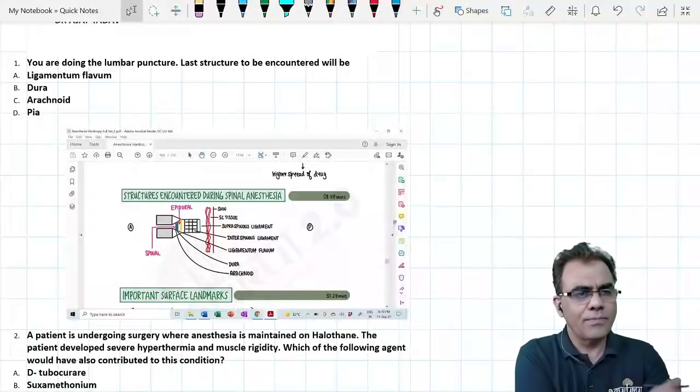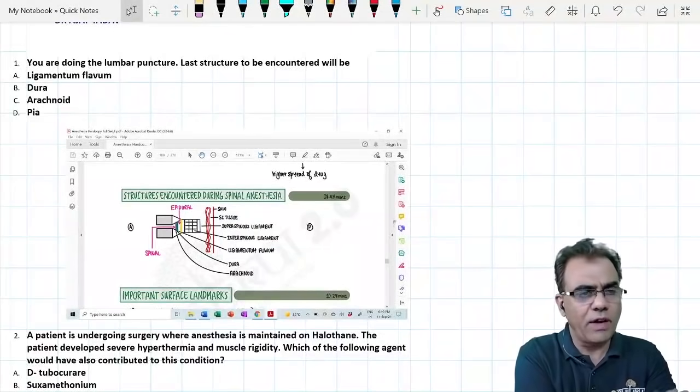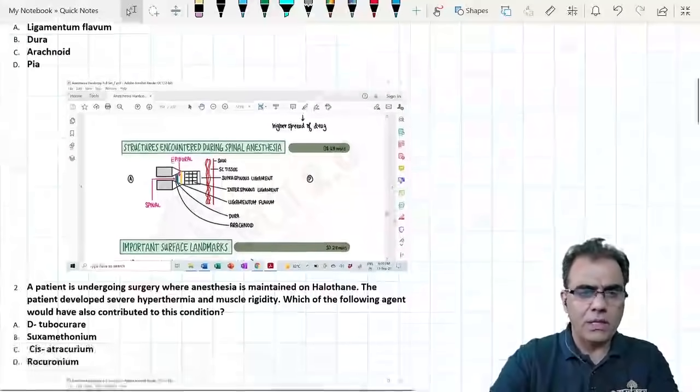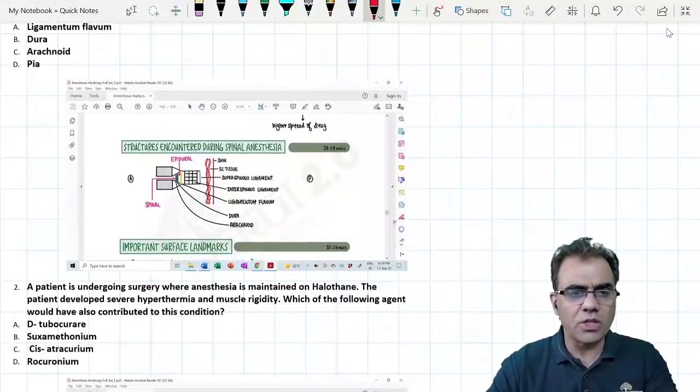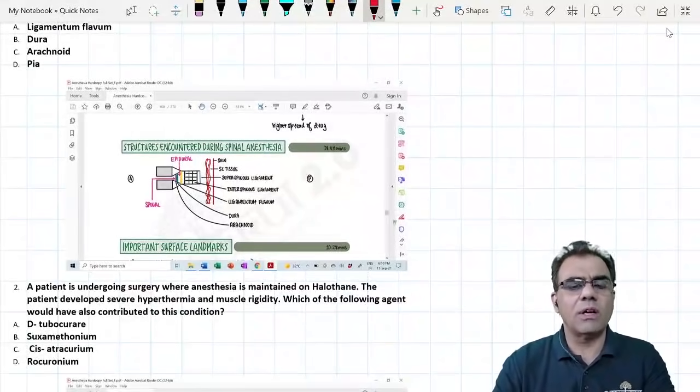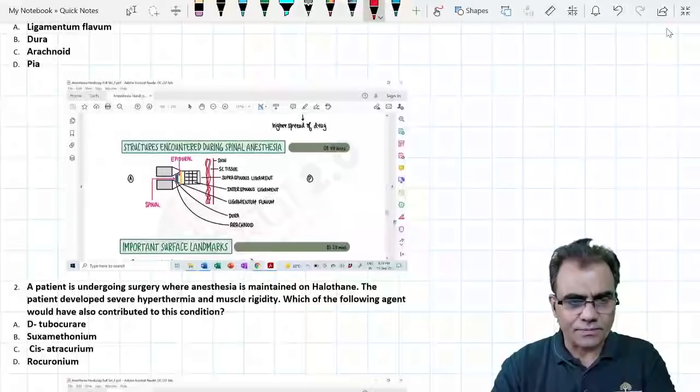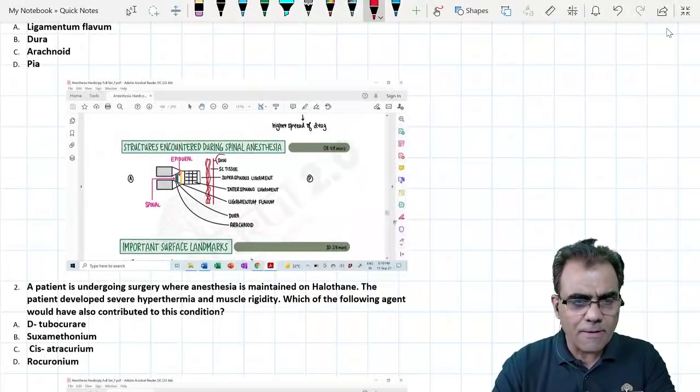So let's start. You're doing lumbar puncture. Last structure to be encountered will be ligamentum flavum, dura, arachnoid, and pia. And this is the screenshot of our notes, which clearly shows the structures encountered when you are giving spinal anesthesia. First to be encountered will be skin, then subcutaneous tissue, then the supraspinous ligament connecting the tips of spinous processes, then the interspinous ligament connecting the spinous processes, then ligamentum flavum, then dura, and then arachnoid.